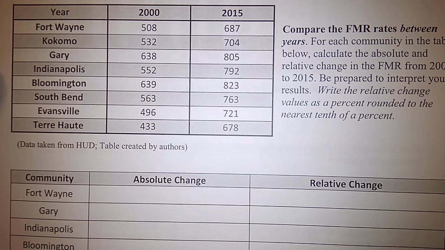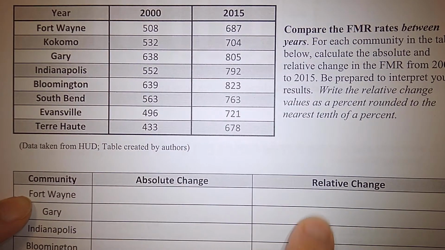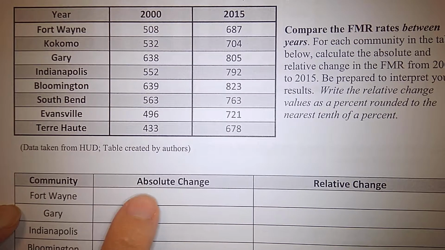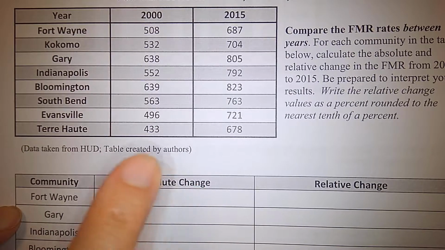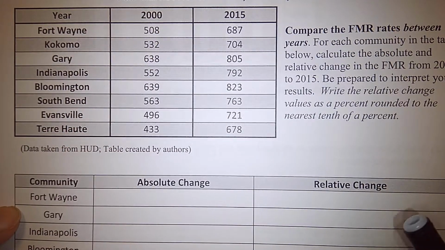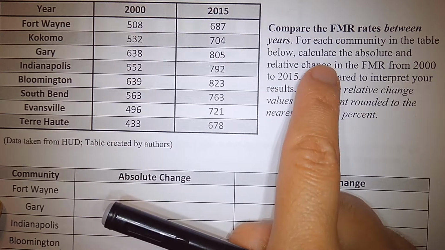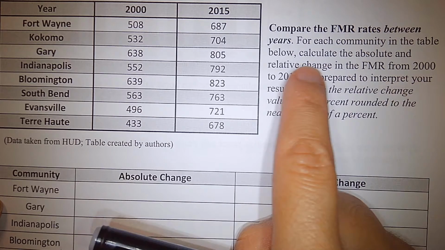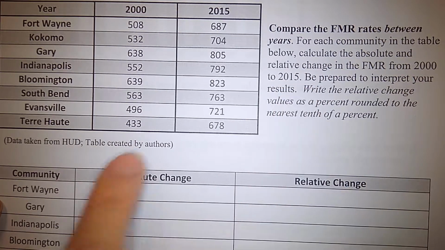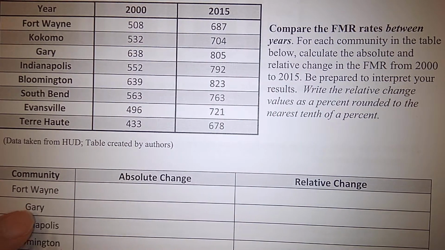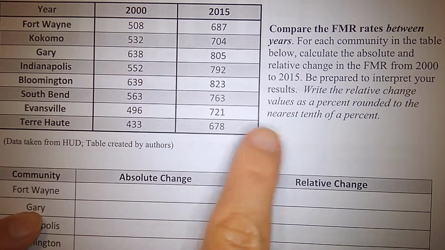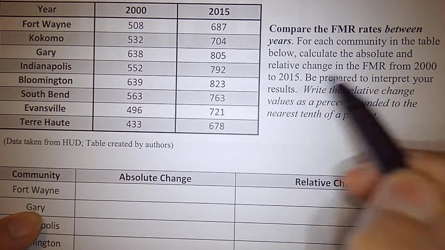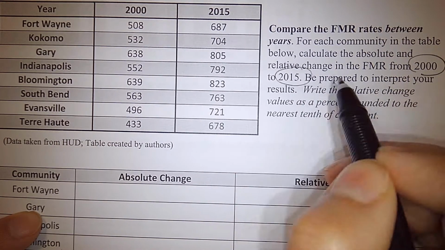So that means we'll compare for each of the cities, between years. Now let's look at one line from the table. For Fort Wayne, compute the absolute and relative change from 2000 to 2015. How to compute absolute change? What is the new value, guys? Which year gives us a new value? From the old year to the newer year, right?